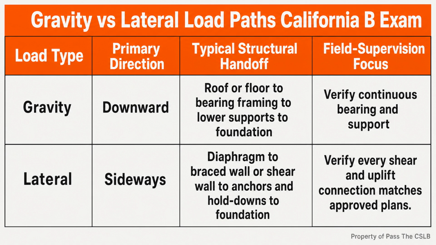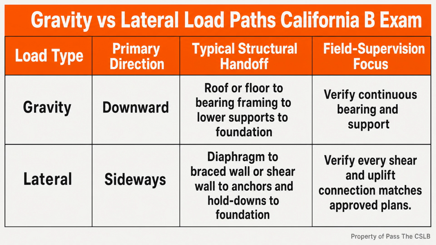That is why the general B role is not to redesign the lateral system in the field. My job as a supervising contractor is to recognize the intended path, coordinate the work, compare the installation with the approved plans, and stop an unapproved change before it becomes concealed. Official preparation resources identify seismic hardware requirements and installation as a key area. The practical skill is inspection readiness and defect recognition, not structural engineering calculations.